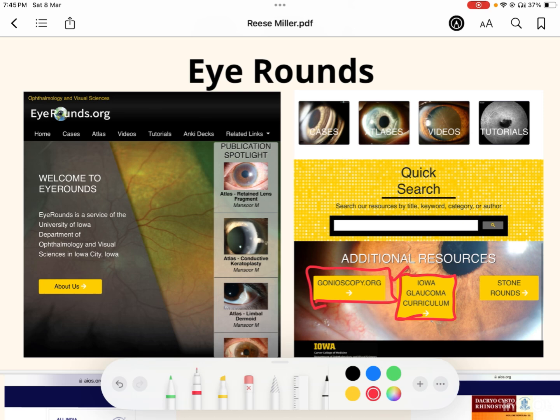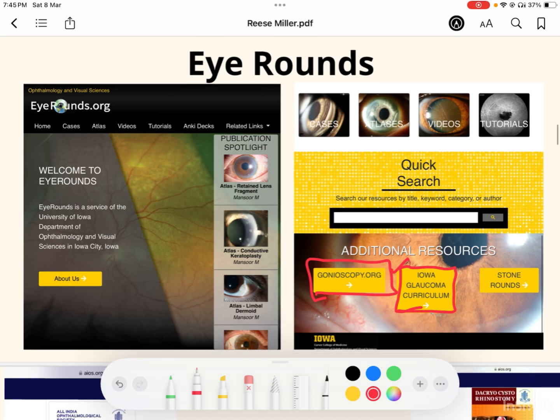And yeah, so in your free time, just keep going through the atlases. You might figure out something, and then maybe in the exam, something might just light up in your brain.